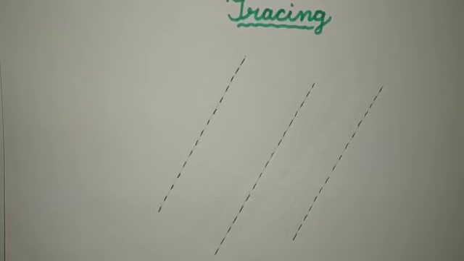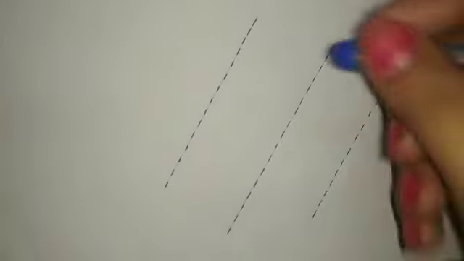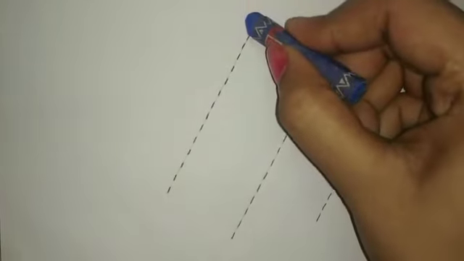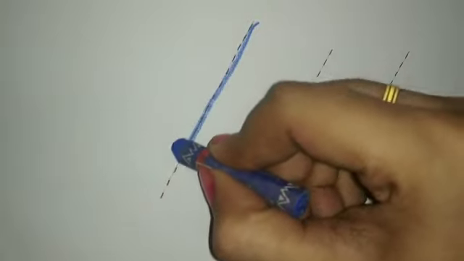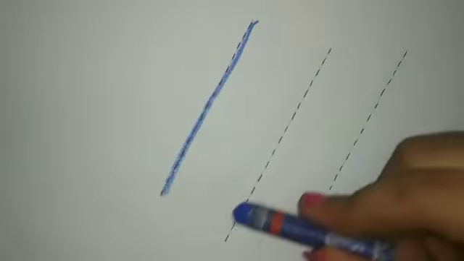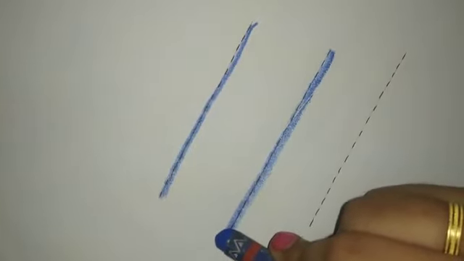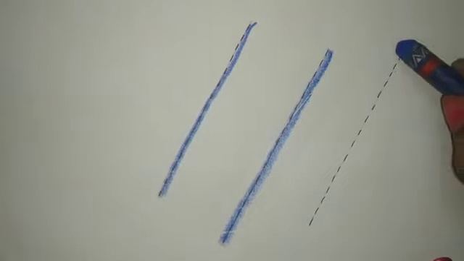Children, do you like tracing? Are you ready to trace the right slanting line? Let's start. From top to bottom, draw a slanting line. This is right slanting line.